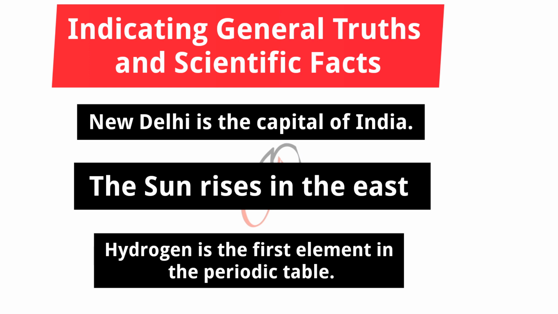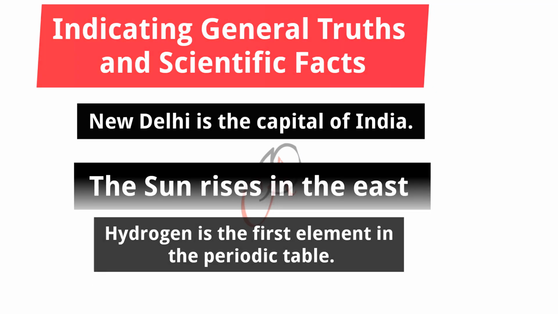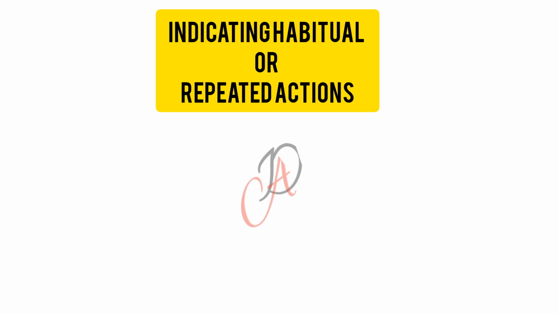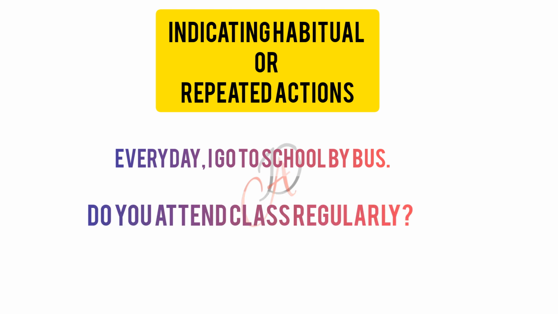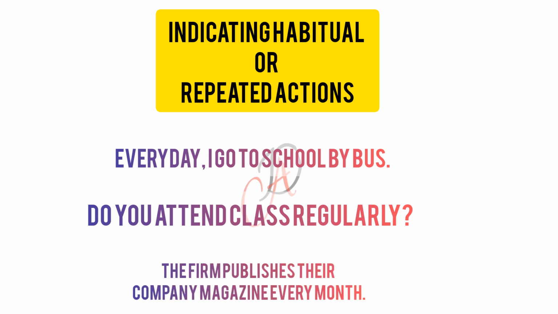And the second usage of simple present tense is it is used for indicating habitual or repeated actions. For example, every day I go to school by bus. The second example, do you attend yoga classes regularly? And the third one, the firm publishes their company magazine every month. And in all these three examples, go, publishes, and do attend are in the simple present tense, and they are always used in simple present because they represent habitual or repeated actions.